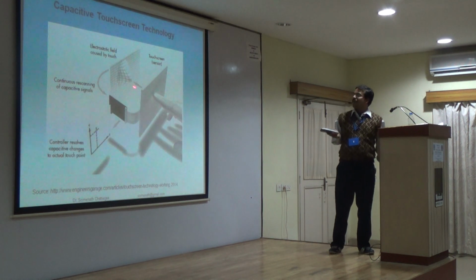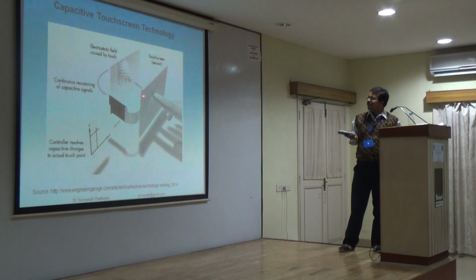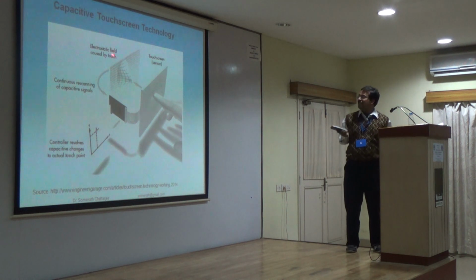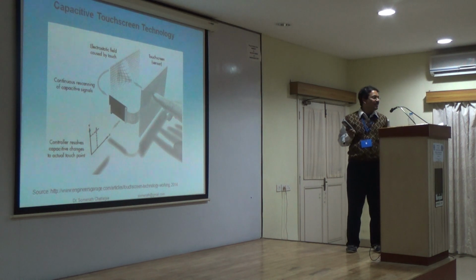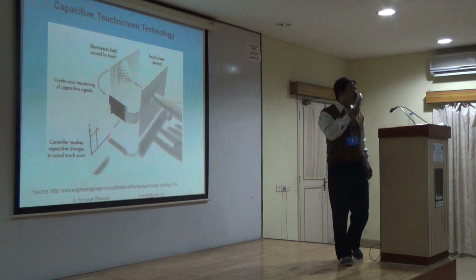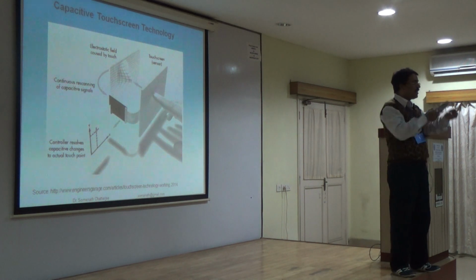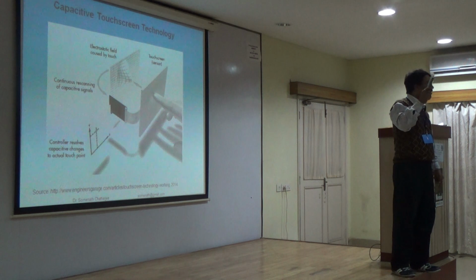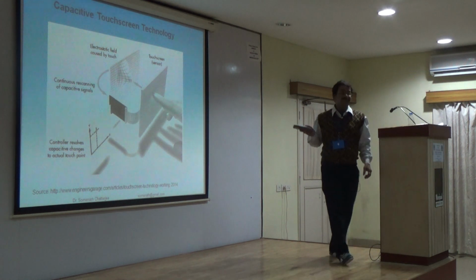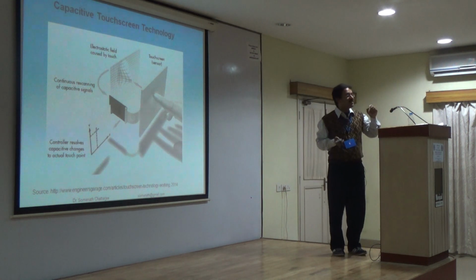Now, this one is a capacitive touchscreen technology. What is the difference here? There are also two glasses. But here you can see there is a matrix. Matrix system means here you can do the X and Y. In X axis and Y axis you are making the mesh. You know the mesh, right? Okay. So this mesh is very precise. Nowadays it is very precise.